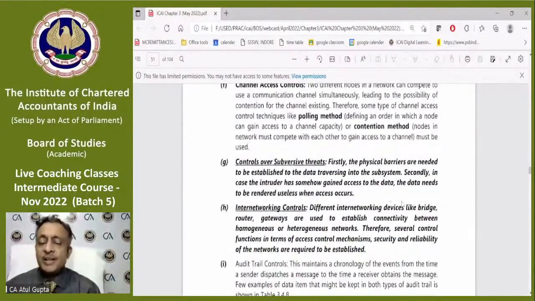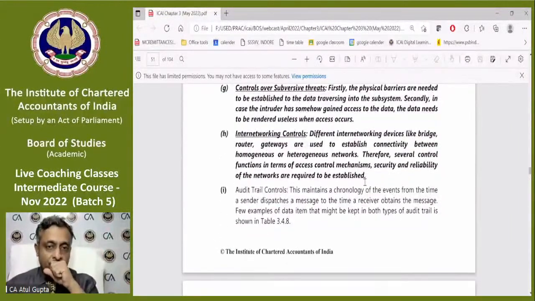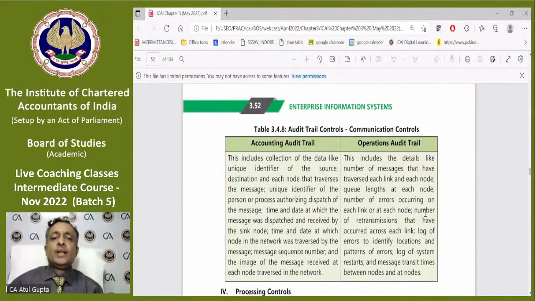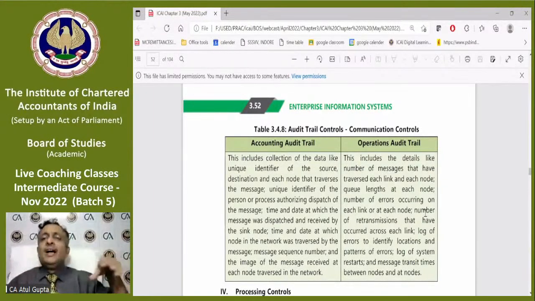Then control over subversive attack, that is control against hacking, virus attack, ransomware attack. I did share that if you put a half-hearted system, the risk is very, very high. Internet working controls: if you are working on the internet, you need to ensure that all systems are properly secured. Audit trail control, this one I'll read. The accounting audit trail includes collection of data like unique identification for source, destination, and each node that it traverses. So the path it takes. I'm just trying to brief you.